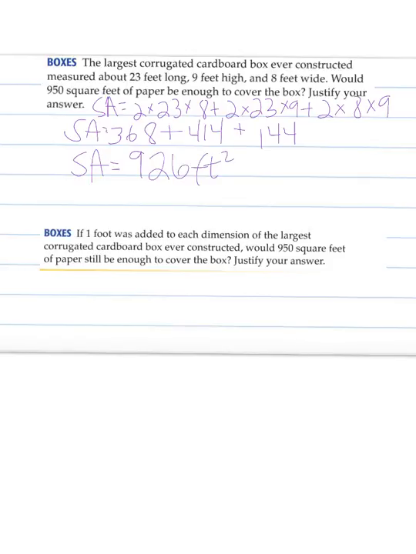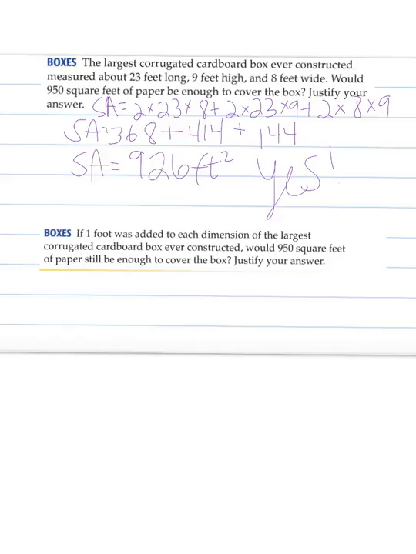So would 950 square feet be enough? Yes, it would. And we justified by showing how we found the surface area. All right, so now if 1 foot was added to each dimension of this box from above, would 950 square feet of paper still be enough to cover it?